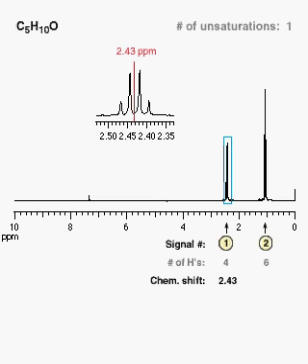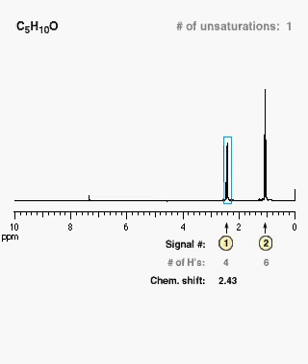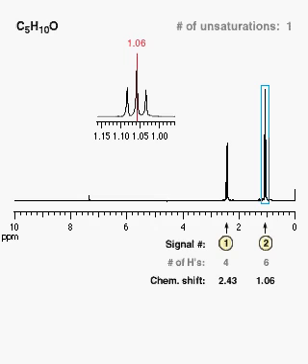The first signal has a chemical shift of 2.43 parts per million, which falls into the region for aliphatic protons with a weak electron withdrawing substituent. The second signal has a chemical shift of 1.06, which falls into the region for unsubstituted aliphatic protons. Since it is around 1, this signal most likely represents a methyl group.